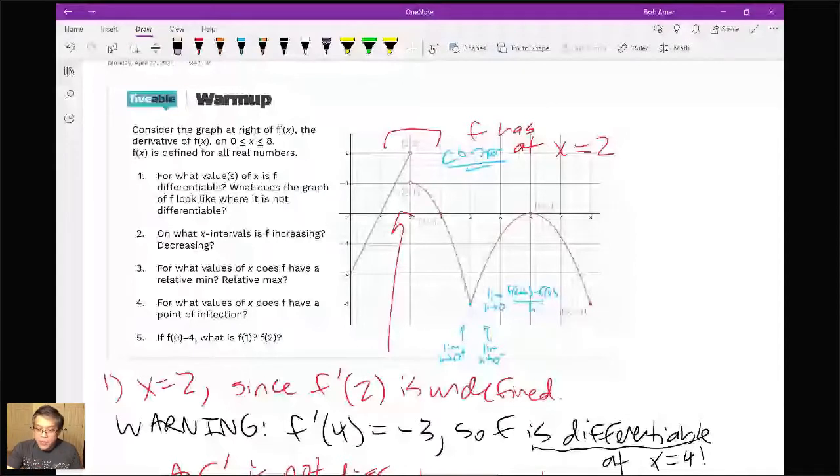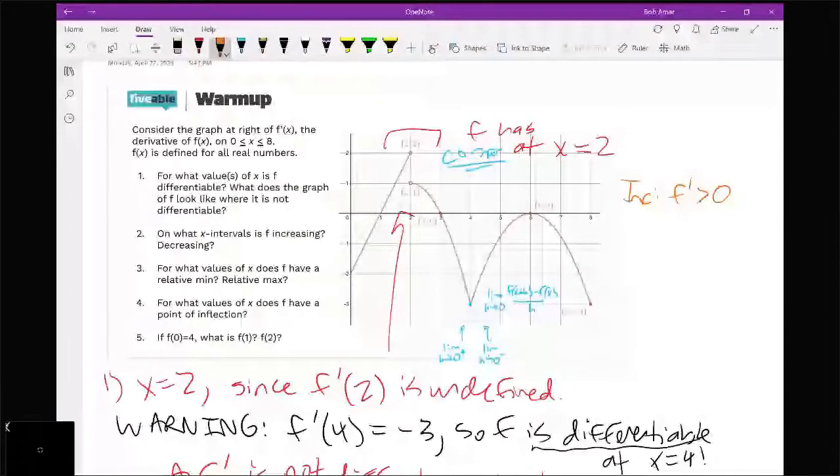So f seems to be increasing where f prime is bigger than 0 for sure. It may also increase at single points where the derivative is 0. And so, one. All right, can everyone see me? Yeah, my webcam just kind of freaked out for a second.